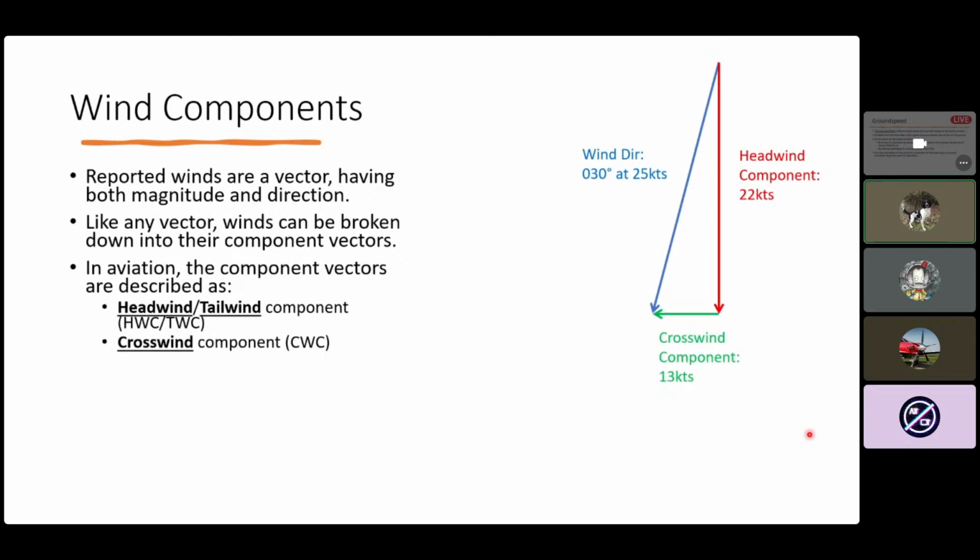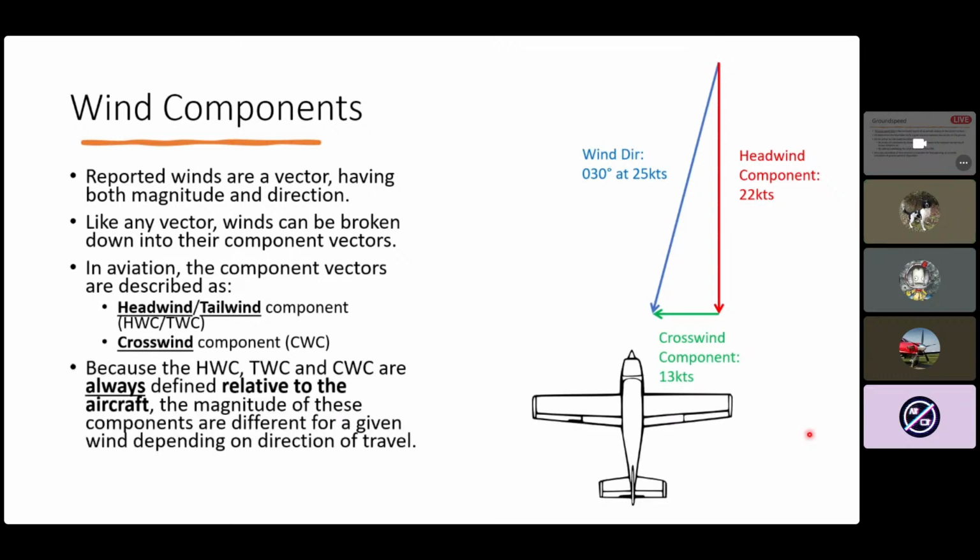One important thing to note though with these components, because the headwind component or the tailwind component, if you're flying with the wind, and the crosswind component are always defined relative to the aircraft, the magnitude of these components are different for any given direction of travel with the same wind. And it makes sense if you think about it. If you're flying straight into this wind, you're going to have zero crosswind component. If you're flying with that wind coming straight across the aircraft, you're going to have all crosswind and no headwind.